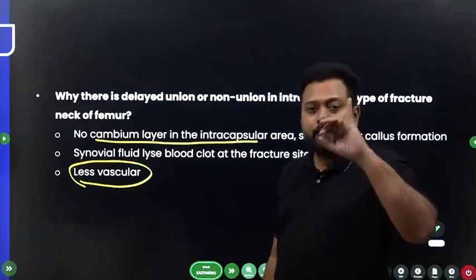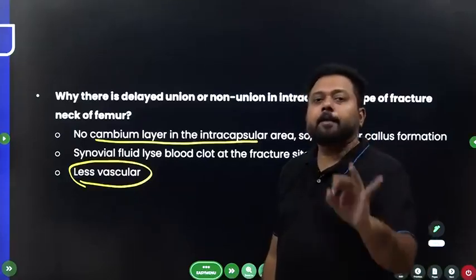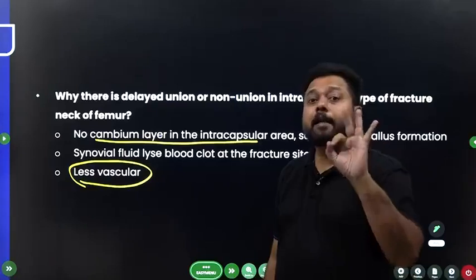Number one, it is less vascular. Number two, it is deficient in cambium layer. Number three, the synovial fluid has lysine.